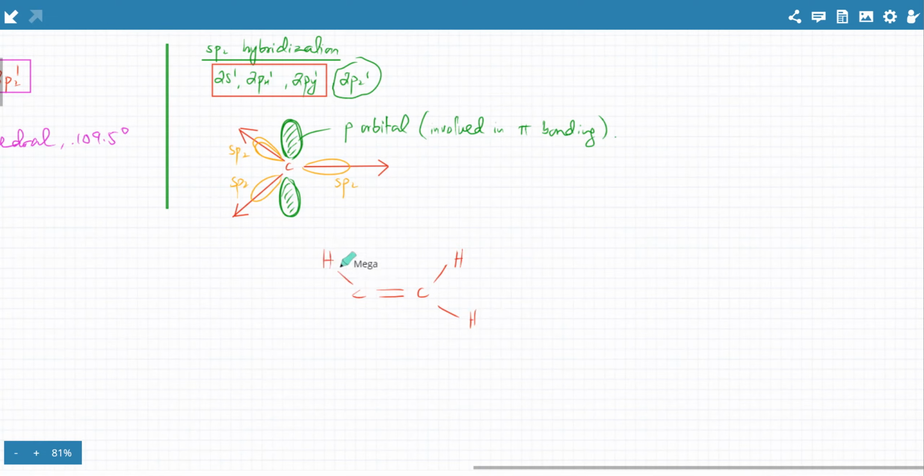Both these carbon atoms are sp2 hybridized, which means this carbon atom, what will its shape be? This is going to be trigonal planar, and the angle would be 120 degrees. Okay, that's going to be the shape.